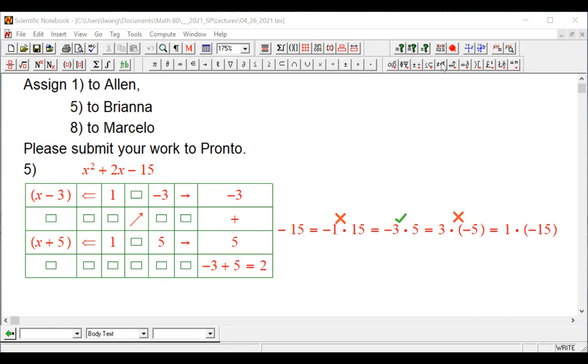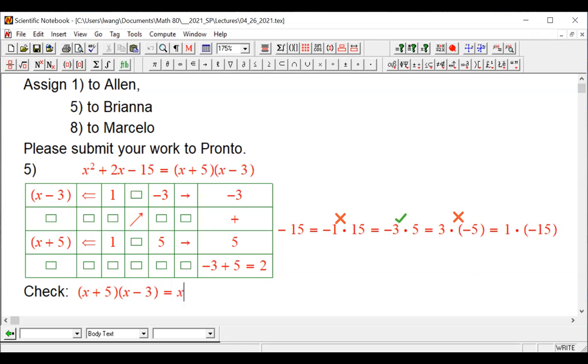So once we have made that perfect match, we got our factors, which is going to be x minus 3 multiply x plus 5. Okay, and then you can go ahead to verify. Check. Okay, and you're going to FOIL it.